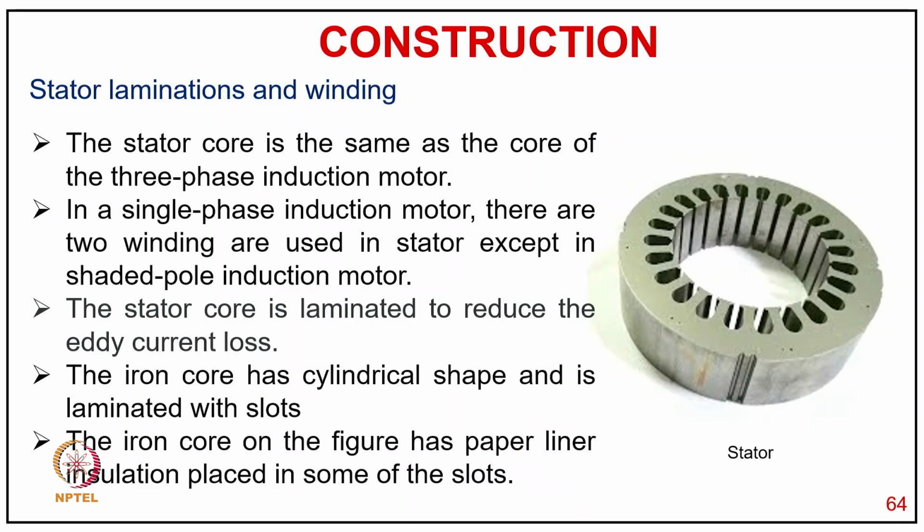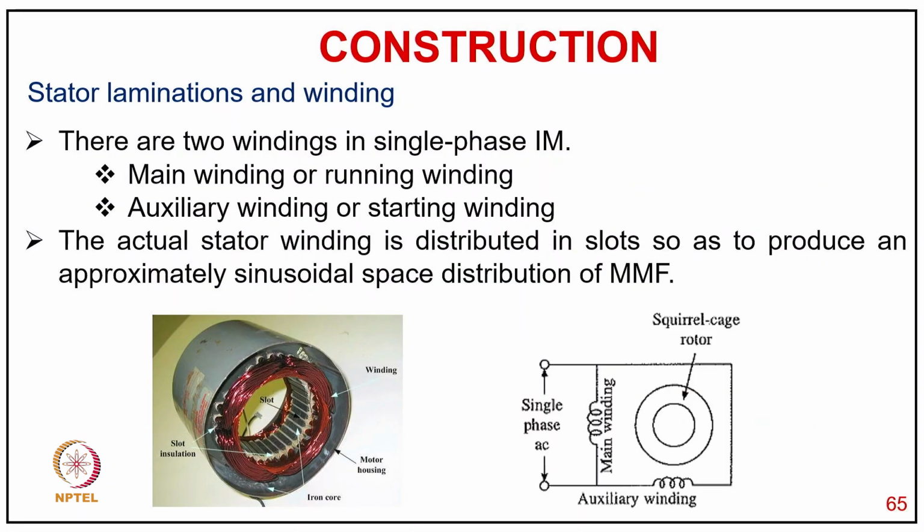Now coming to typical parts, if we talk about stator laminations with the winding, you can see in the photograph how the lamination looks. The stator core is the same as the core of the three phase induction motor. In single phase motors, two windings are used in the stator, except in the shaded pole induction motor. The stator core is laminated to reduce eddy current losses. The iron core has a cylindrical shape and is laminated with slots, and the iron core in the figure has copper liner insulation placed in some of the slots.